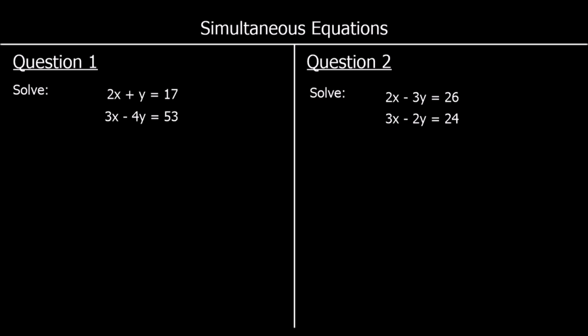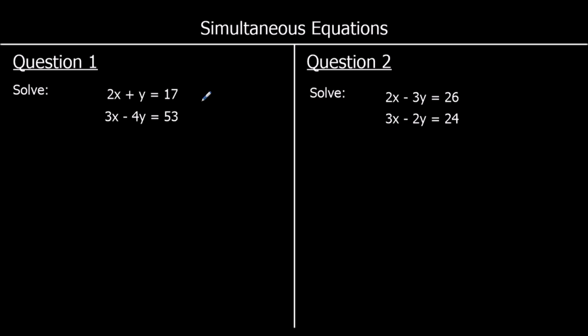So to finish up, 2 questions, pause the video, give them a go, and press play when you're ready for the answers. Okay, question 1. We can either make the x's the same by multiplying the top by 3 and the bottom by 2, or make the y's the same by multiplying the top by 4. And remember, if we did make the y's the same, we'll have one positive and one negative, which means we have to plus the equations to get rid of them.